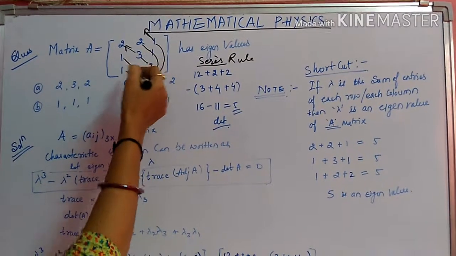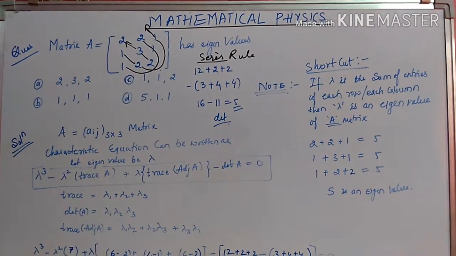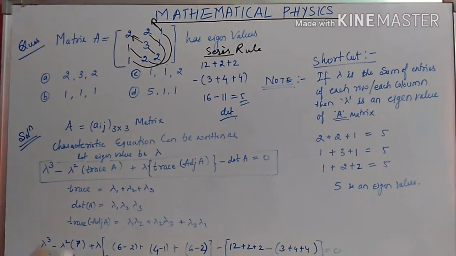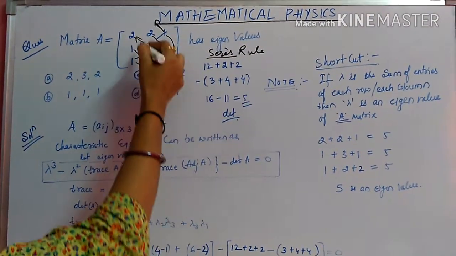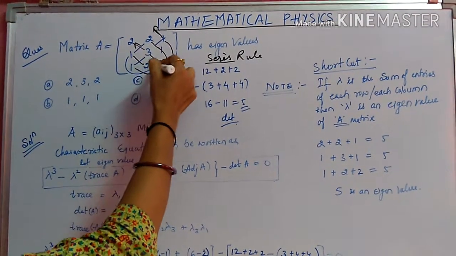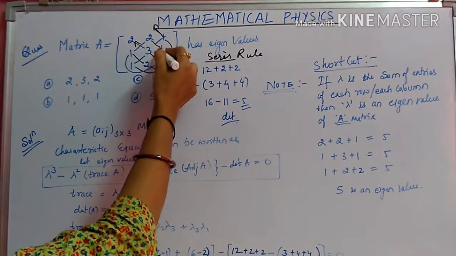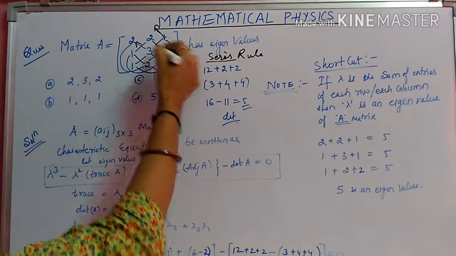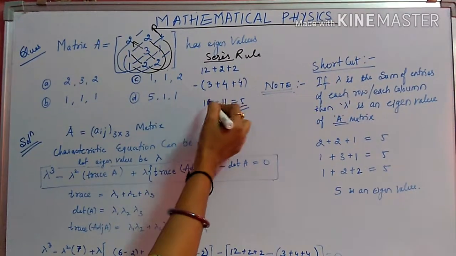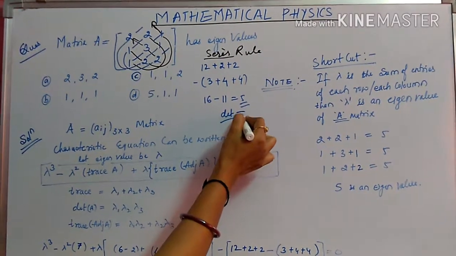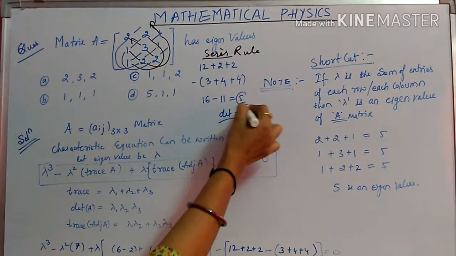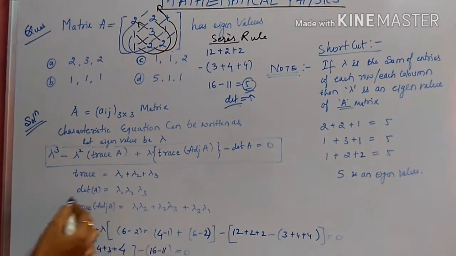Now in the clockwise direction, how do we find it? We have to find the second part like this. 3 ones are 3 and 3 and 2 ones are 2, multiplied by 2, so we get 4, and this 2 and this 2 we get 4. So on substituting and simplifying, 16 minus 11 is equal to 5. So this is the exact determinant value. Now we have found the determinant.